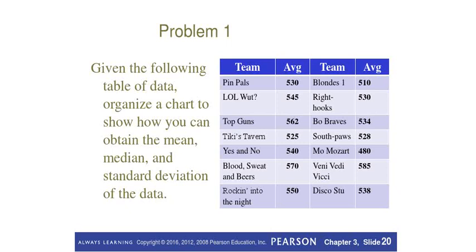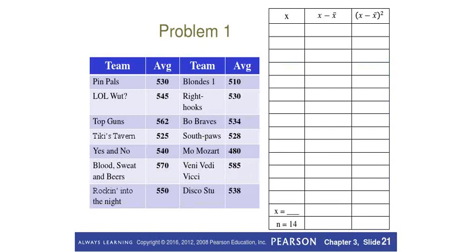Pin Pals, Top Guns, Tiki Taverns, Yes and No, Blood, Sweat, and Beers, Rockin' Into the Night, Blondes 1, Right Hooks, Bo Brave, Southpaws, Moe's Mozart, Veni, Vidi, Vici, and Disco Stew. So what we're going to do is we're going to try and go through and organize this data. So let's start with our chart.